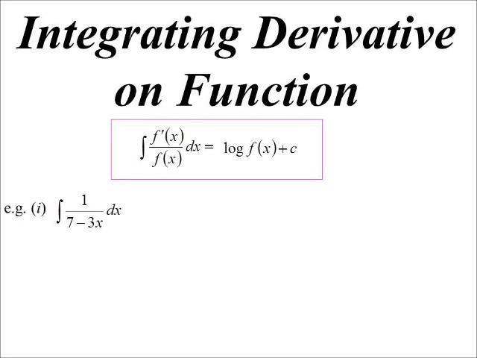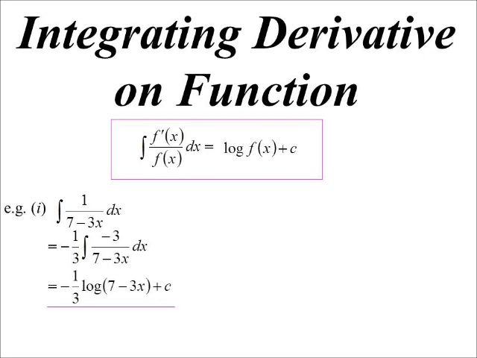So can we create the derivative? Well, the derivative is -3. So I'll make the top -3, but I can't just change the question. So to balance it out, I'll multiply it by -1/3 out the front. The integral now is derivative on function, so I know that will go to the log of the function. So we get -1/3 the log of 7 minus 3x.